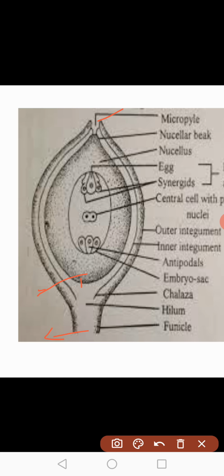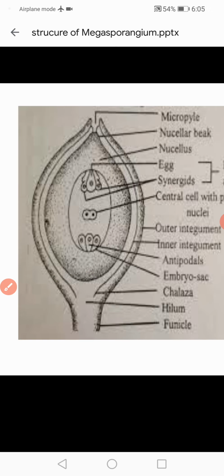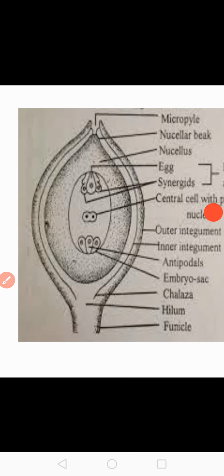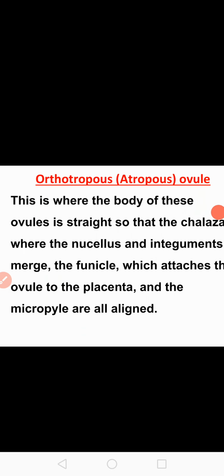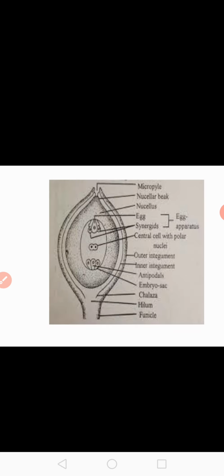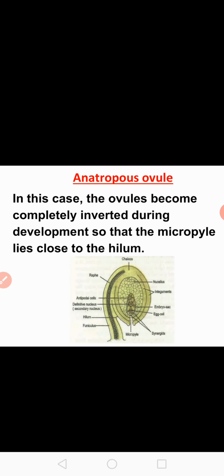So in orthotropous ovule, it is a straight ovule, and in this type, the micropyle, the chalaza, and the funicle lie in the same direction. Is that clear? This is where the body of these ovules is straight, so that the chalaza, the funicle, and the micropyle are all aligned, lie in the same direction. And this type of ovule is also called atropous ovule.